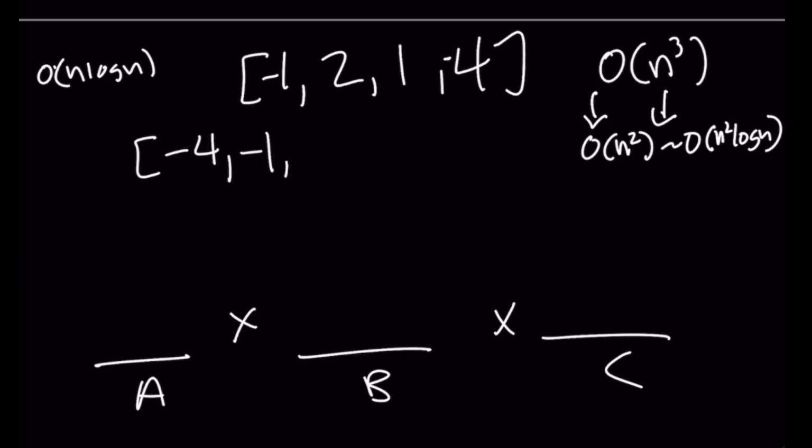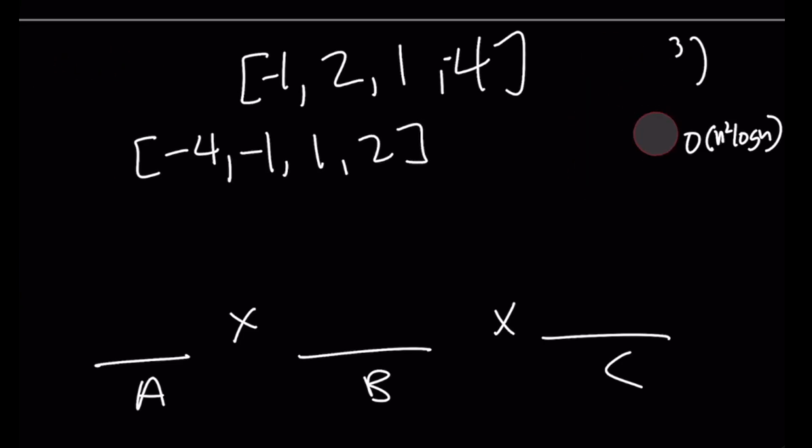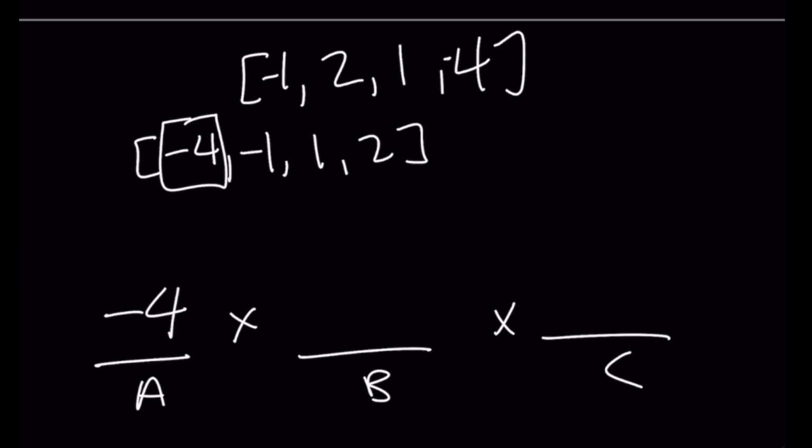-4, -1, 1, 2. Now what this allows us to do is to take advantage of the properties of a sorted list. What we'll do is we'll lock in our first integer, which is -4 here, and then we'll treat the rest of the list like a two-sum to figure out a solution, right? Now, since this is sorted, the way we'll solve this question is by having a left and right index at the beginning and the end of the list.